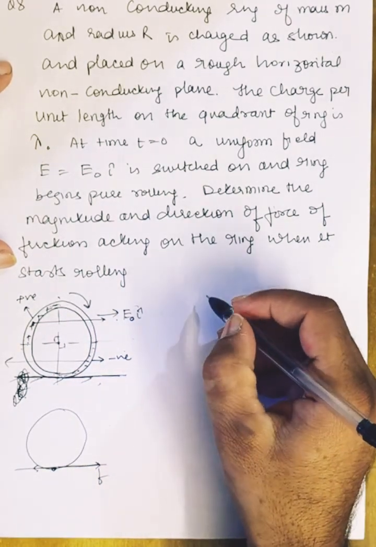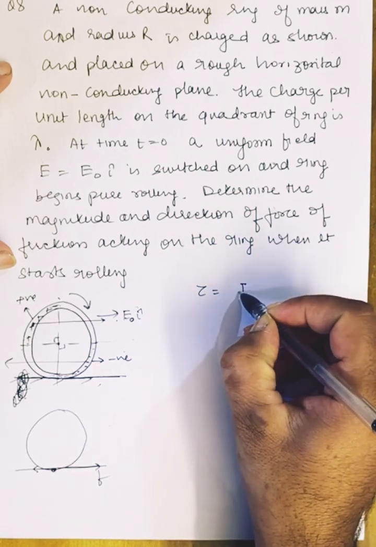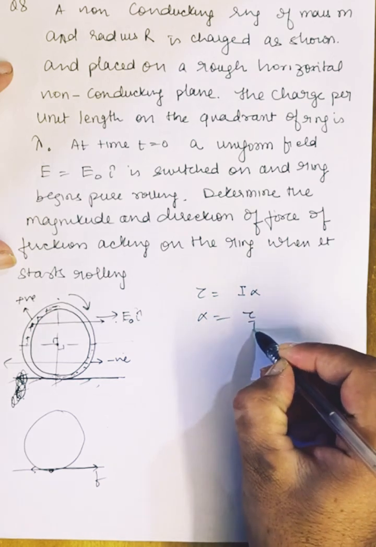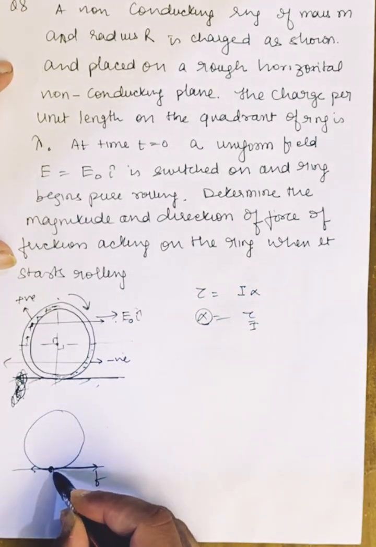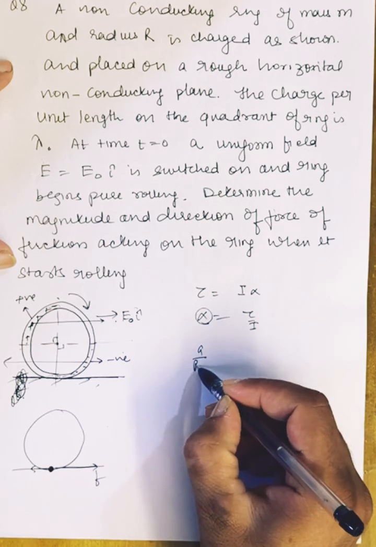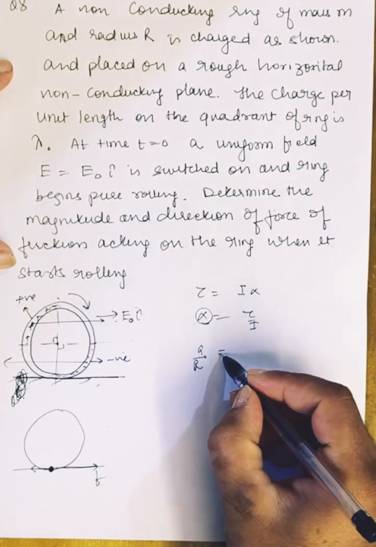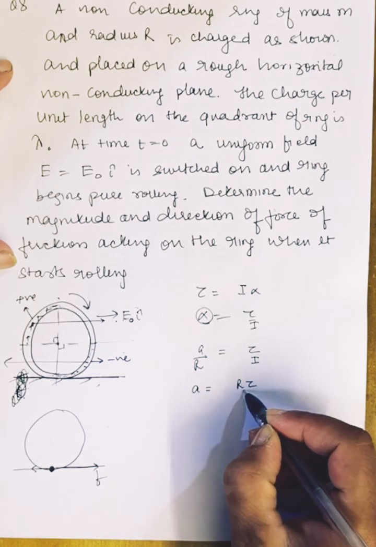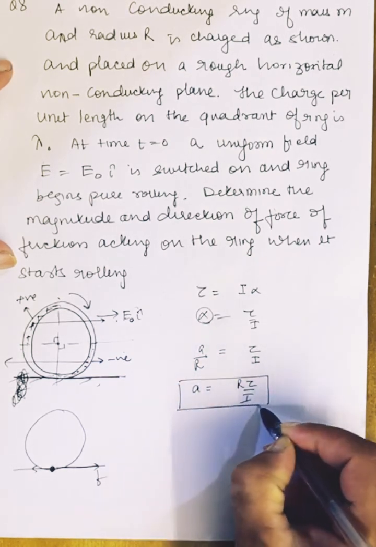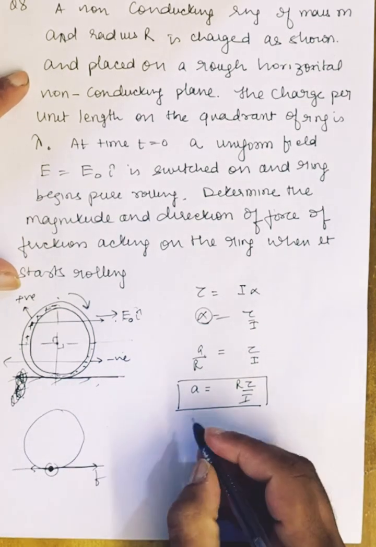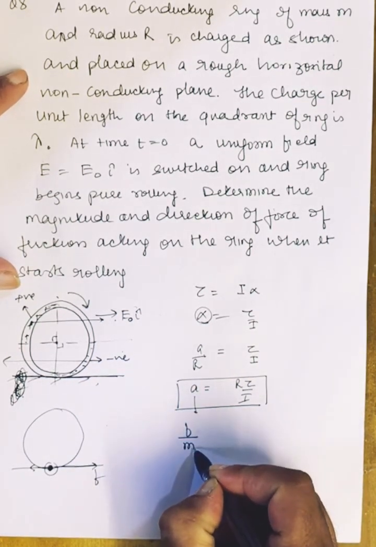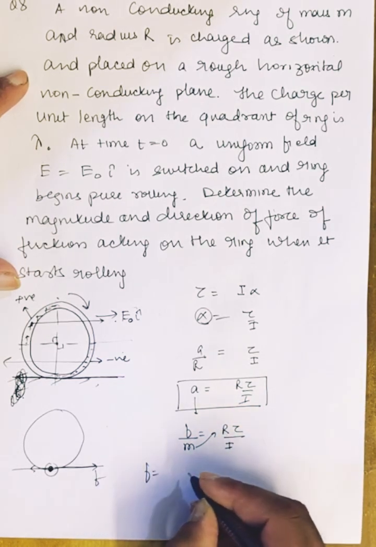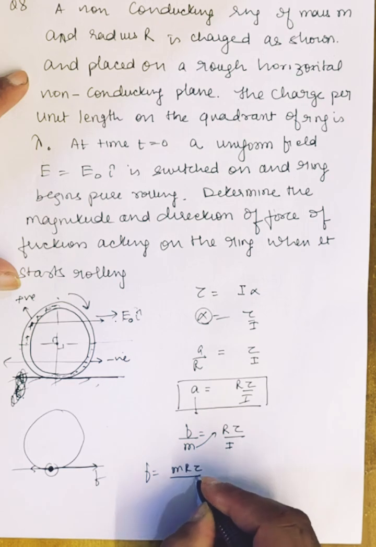Now we know that torque is equal to I alpha, so alpha is equal to torque upon I, and alpha for this point we can write as a divided by R. That is the acceleration. So a is equal to R tau by I. So I reached the acceleration of this point, and this can be replaced by friction upon mass. So from here we can find the friction force, which is m r tau divided by I.